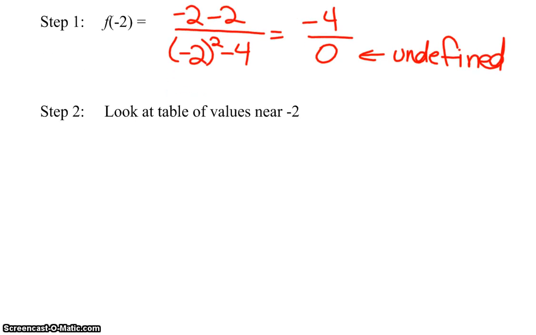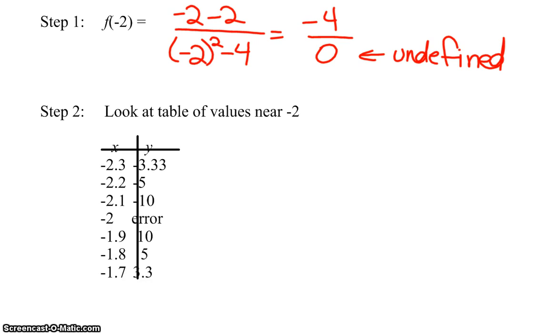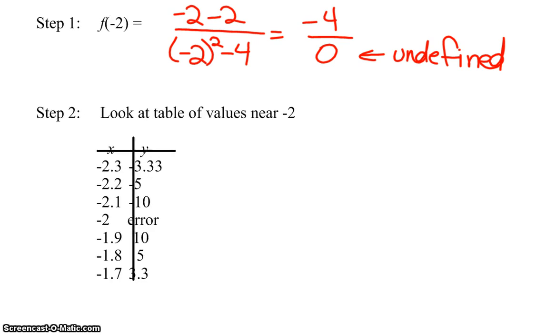So we're going to look at our table of values again, near negative 2. Notice the numbers I subbed in were negative 2.3, negative 2.2, negative 2.1, negative 2, negative 1.9, negative 1.8, negative 1.7. As we're going towards negative 2 from the left side, my numbers keep getting smaller. Negative 3.3, negative 5, negative 10. So the numbers on this side are decreasing or going down.